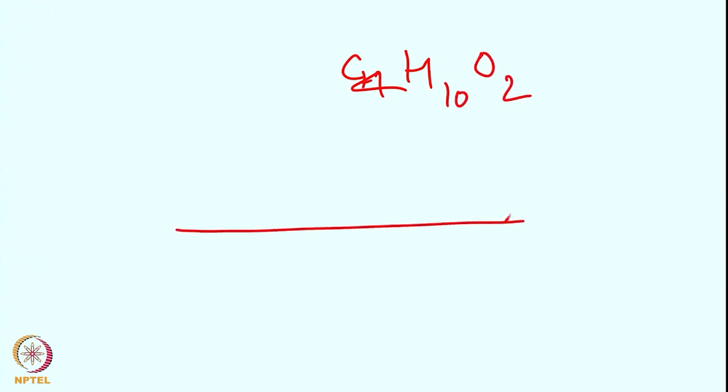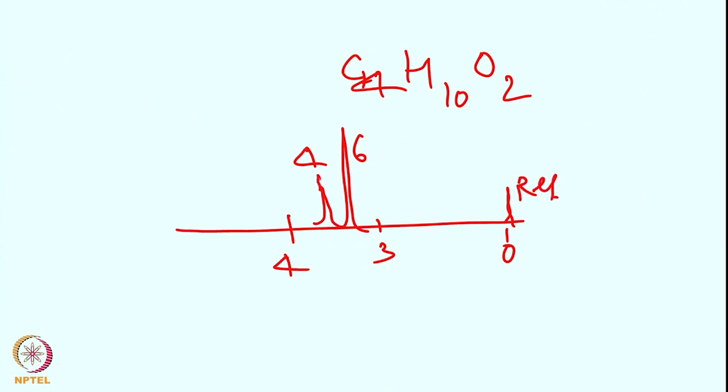We have a molecule which is C4H10O2, and this gives us a spectrum here, say 0 ppm, and this gives us peaks quite close, and the ppm value is between 3-4 ppm, and the ratio is 6:4. What is this molecule? How can we solve it? Now it looks like only 2 kinds of protons are there. So this is the reference, and then we have to write it like that.